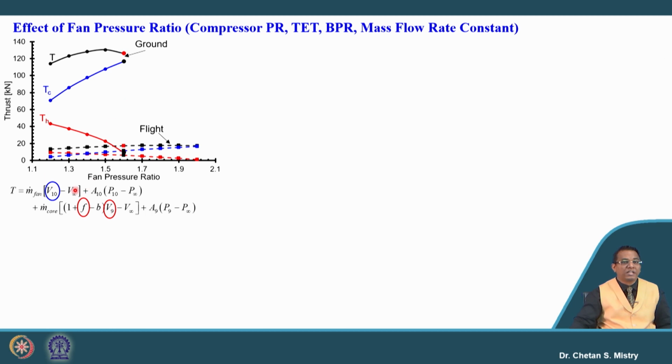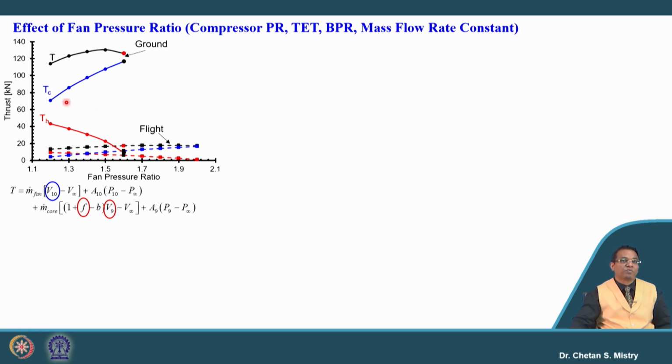When we are increasing our fan pressure ratio, we know that in order to increase the pressure ratio, we need more work. That means my LP turbine will be generating more work, or more work will be absorbed by this fan, and that is the reason why my exit temperature will be lower. That will lead to reduced V9, and that is the reason why our hot thrust will be decreasing with the increase of fan pressure ratio.